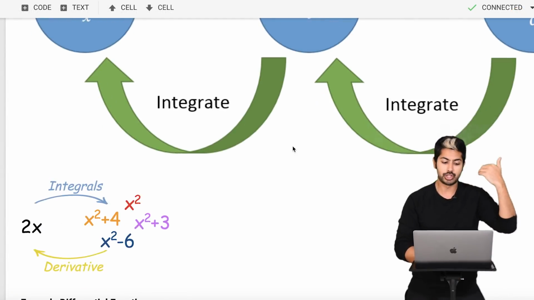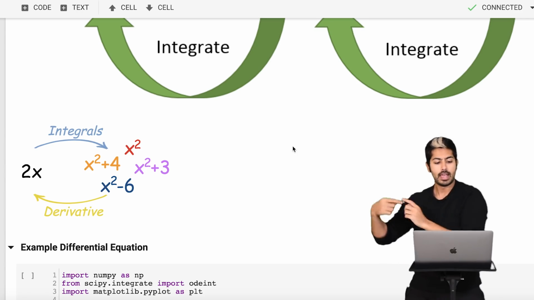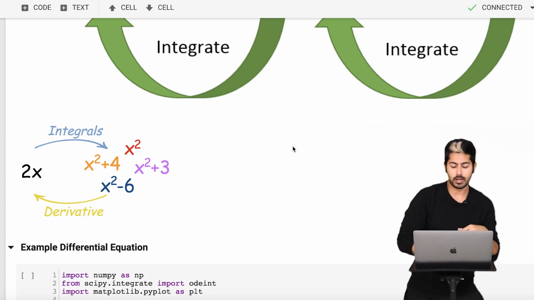So I'm going to bring this back into machine learning. One more example: 2x has several possible integrals, and it has one derivative, all of these expressions.